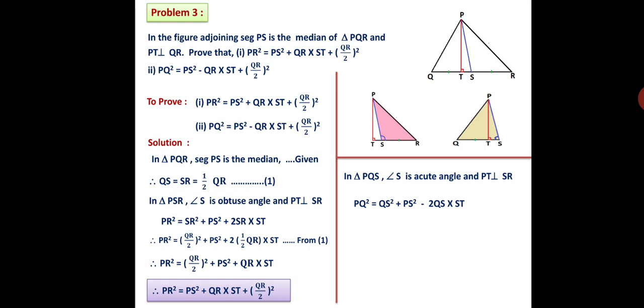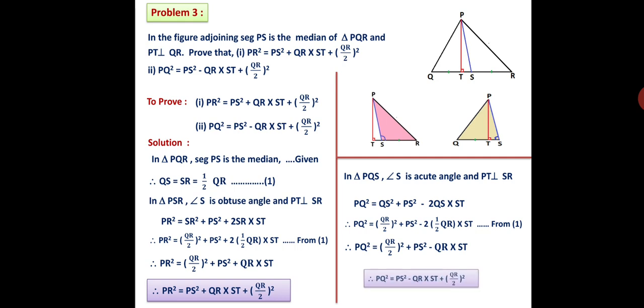PQ square is equal to QS square plus PS square minus 2 QS into ST. Therefore, we will substitute the value of QS, which is half of QR. Therefore, PQ square is equal to (QR by 2) whole square plus PS square minus 2 into half QR into ST, from 1. So, PQ square is equal to (QR upon 2) whole square plus PS square. The 2s get cancelled and what you are getting is QR into ST. Therefore, rearranging the terms, you will get PQ square is equal to PS square minus QR into ST plus (QR by 2) whole square.